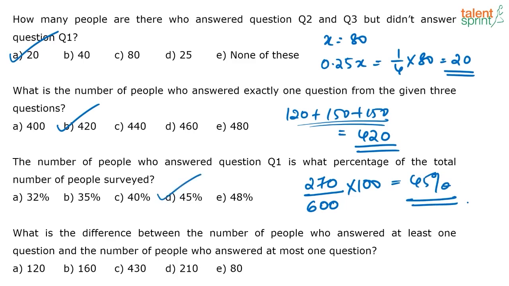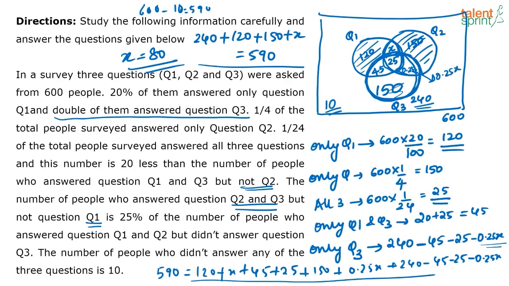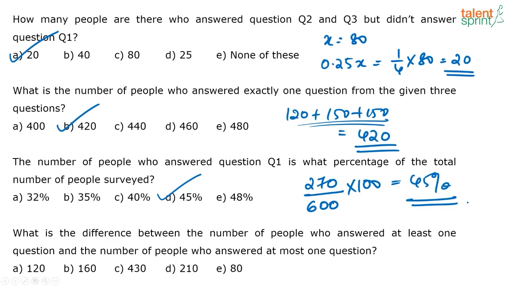Option D. The number of people who answered the question Q1 is what percentage of the total number of people surveyed? That was the question. So here you have 120 plus 70 plus 80, right? That is 190 plus 80, or that is equal to 270. So 270 out of 600 is 45%. That is option D. Yes.